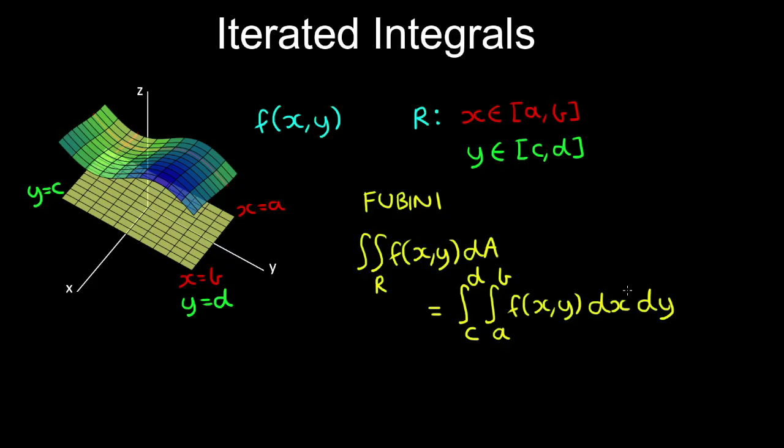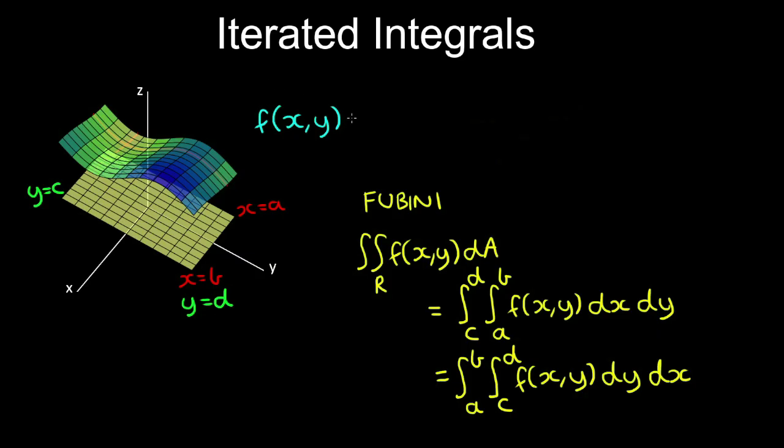So noting this inner integral is evaluated first, and the double integral can also be evaluated by first integrating with respect to y. So we integrate the function from y equals c to y equals d in the y direction, and then we integrate the result from x equals a to x equals b in the x direction. So this is valid for a continuous function.